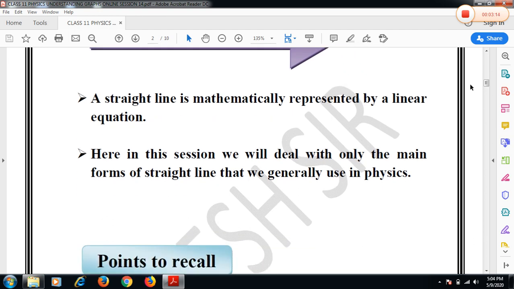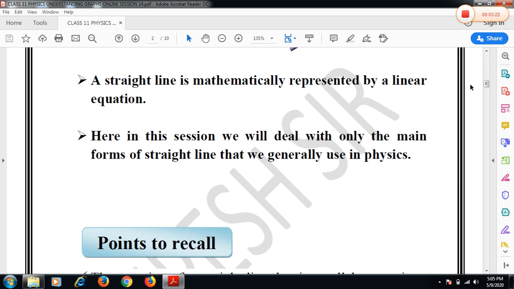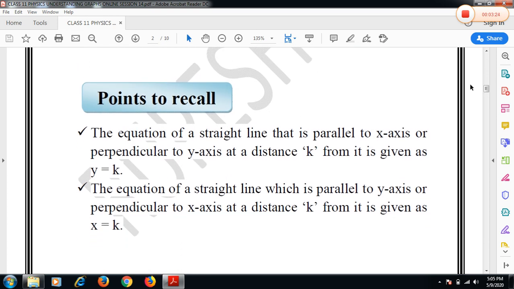two variables. Here in this session, we will deal with only the main forms of the straight line that we generally use in physics applications. So, here are some points to recall. We all know these points, but a short recap.